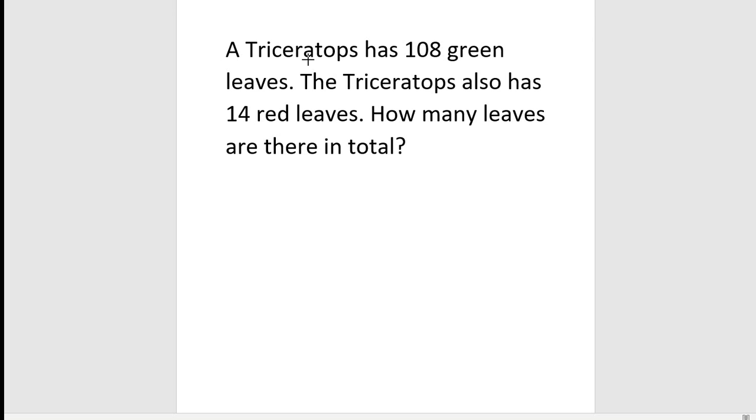So when we're reading the word problem, we have to make sure we read every detail. It says a triceratops has 108 green leaves. The triceratops also has 14 red leaves. How many leaves are there in total? So we know he has 108 green leaves. He also has 14 red leaves. So we know our two numbers here, and we're going to write them vertically as best as we can. So we have that, and we have 14.